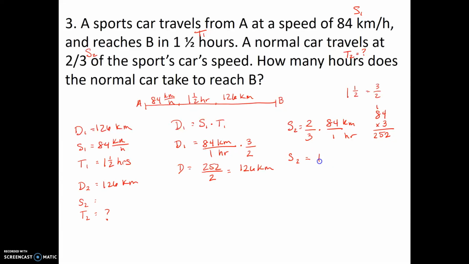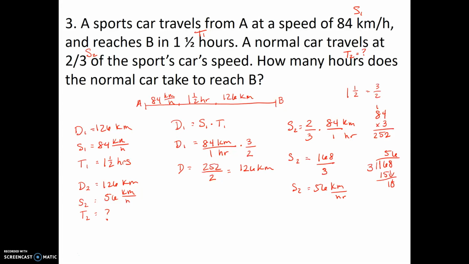2 times 84 is 168, and we're going to put that over 3. And let's do that math over here. 168 divided by 3, 3 goes into 6 5 times. Multiply that out. Bring down that 8, and 3 goes into 18 6 times. So my speed 2 is going to be 56 kilometers per hour. So let's go ahead and write that back in here. Now we are set to find time 2.